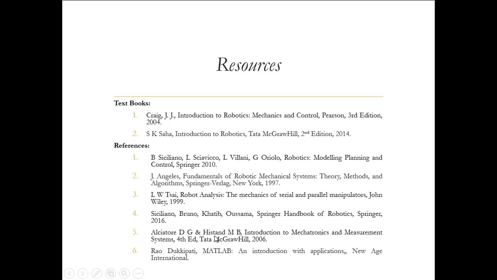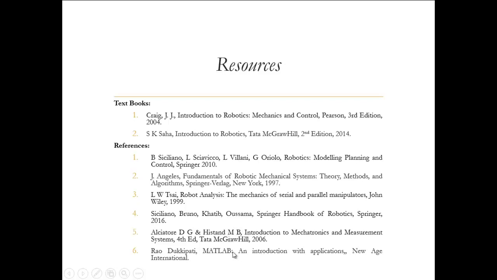This I generally use at my BTech level to teach students introduction to mechatronics, and this book has been really useful. So I would also put this into references so that you may require it when you talk about embedded systems or implementation of robotic control systems, because a robot itself is a mechatronic device in general.